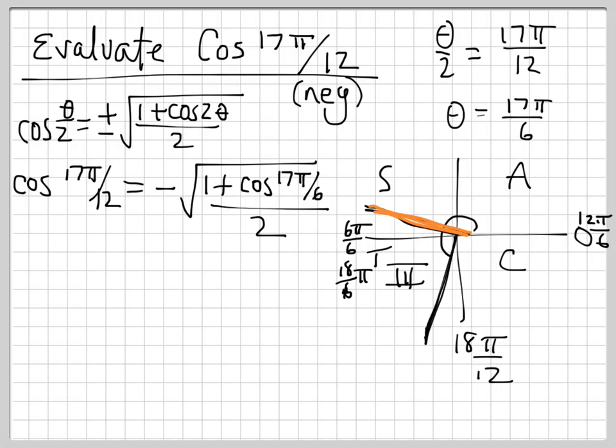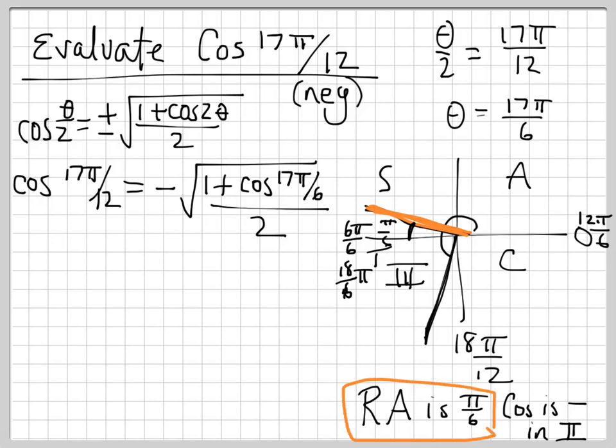And so we are pi over 6 away from our 18 pi over 6. And so our reference angle is pi over 6. Remember, cosine is negative in quadrant 2, right? So this requires a whole bunch of our skills. 17 pi over 6 is here in quadrant 2. We need to replace 17 pi over 6 with its reference angle, which is pi over 6. But when we do that, we have to switch the sign on cosine to negative because we're in quadrant 2.